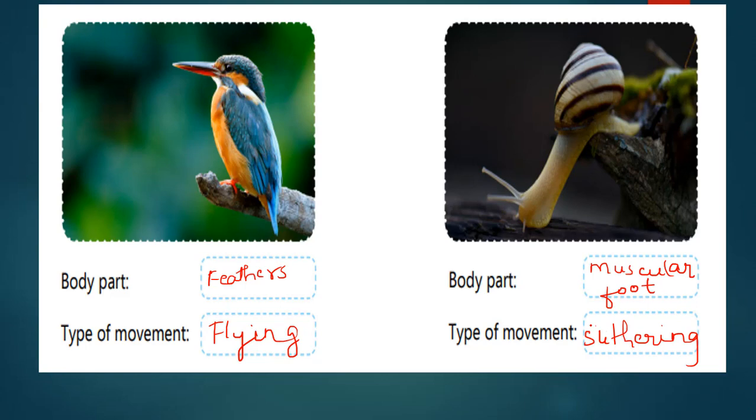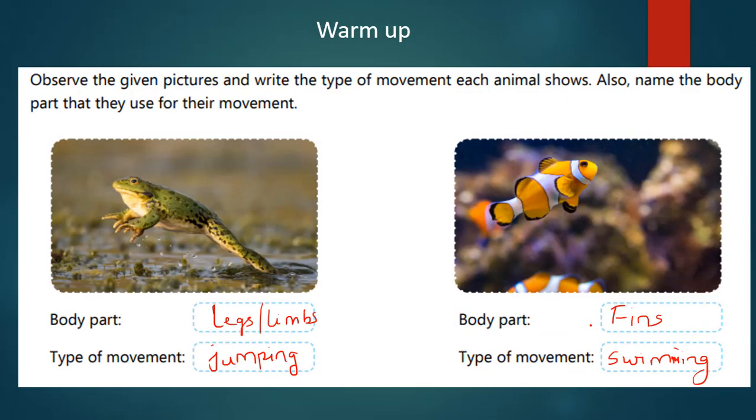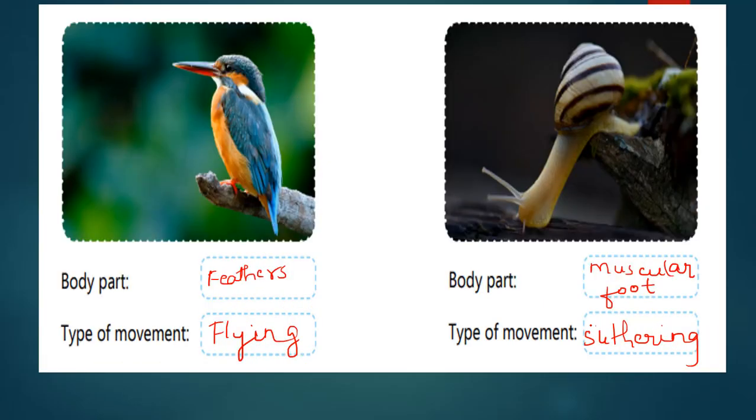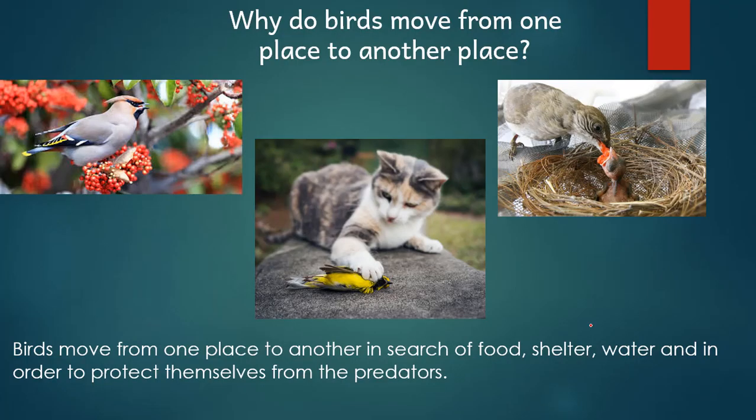Okay, in all these types of movements, that is flying, slithering, jumping, swimming, then snapping your fingers and taking your laptops or phones and moving from one place to another, all these are different types of movements. Now there are two main things which are very important here. What is the difference between movement and locomotion?